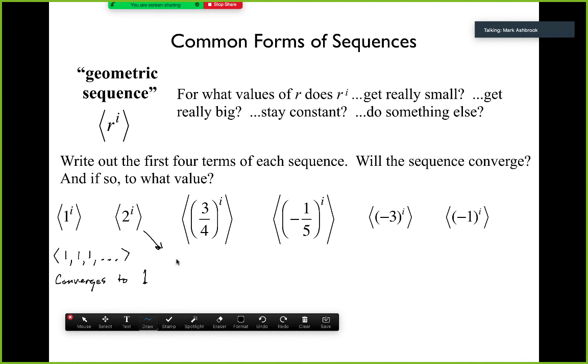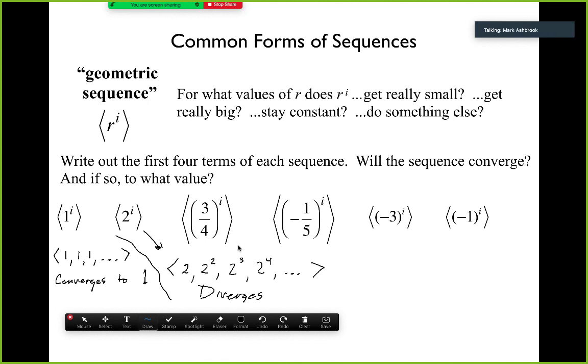All right, what about this? 2 to the i. What does this look like? First term is 2, then 4, 8, 16. The exponents of 2. Converge or diverge? Diverges, it just gets big without bound, right? You're always multiplying by 2.